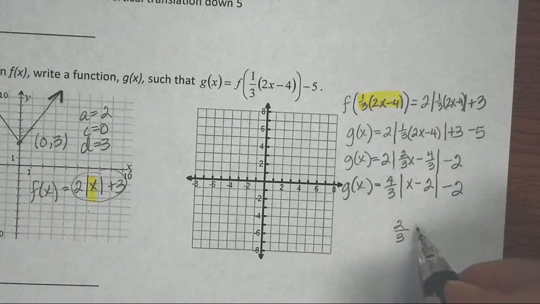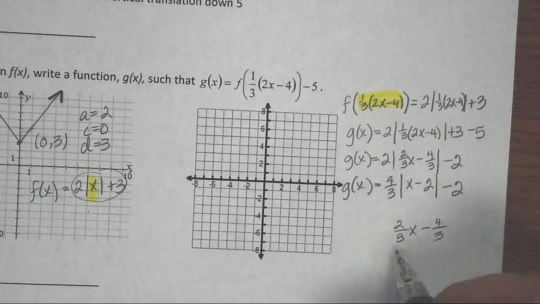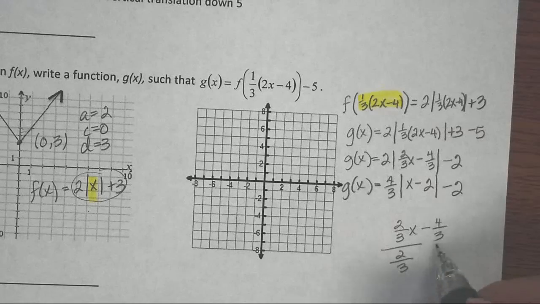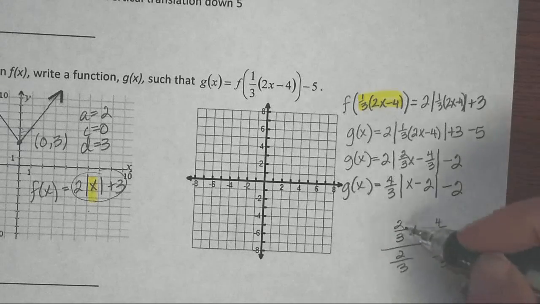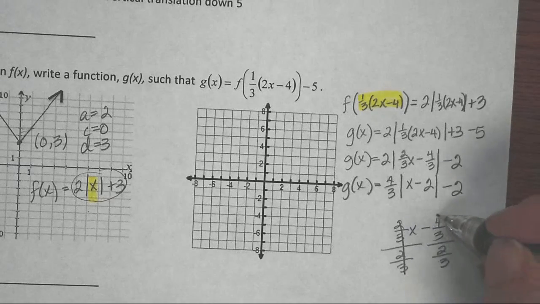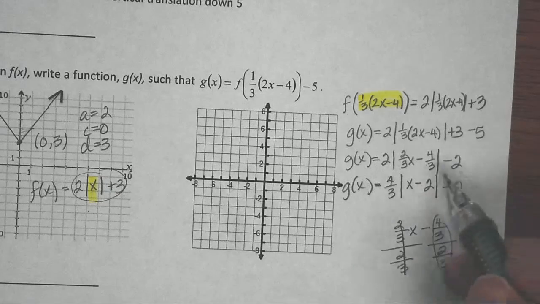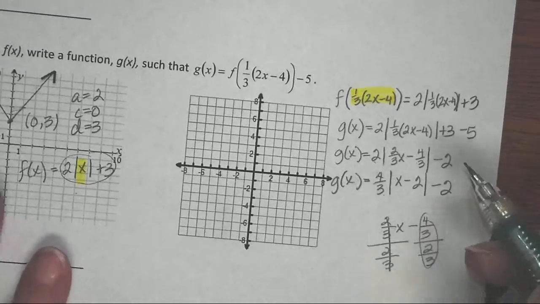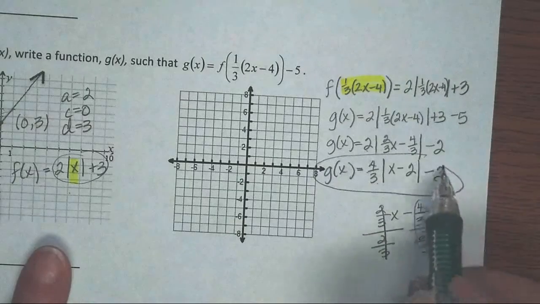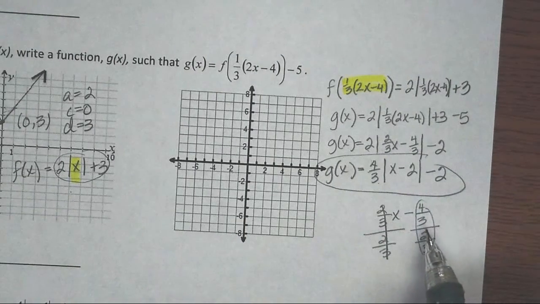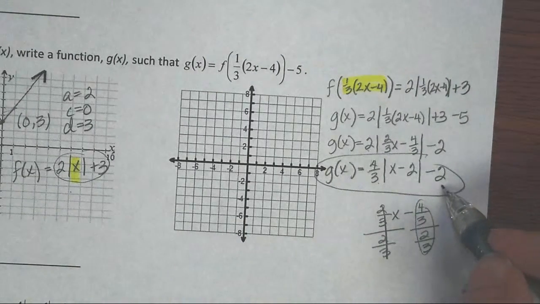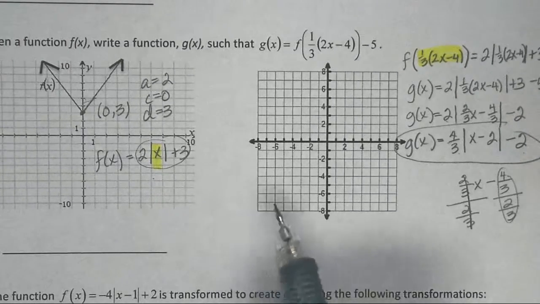Remember, factoring is division. So if I took this and divided this by 2/3, divided this by 2/3, I'd be left with 1, and here I'd be left with 2, and 2/3 times 2 is my 4/3. Just to clear that up a little bit, there is my g of x function. You can always check that with technology too to make sure that you graphed it correctly.